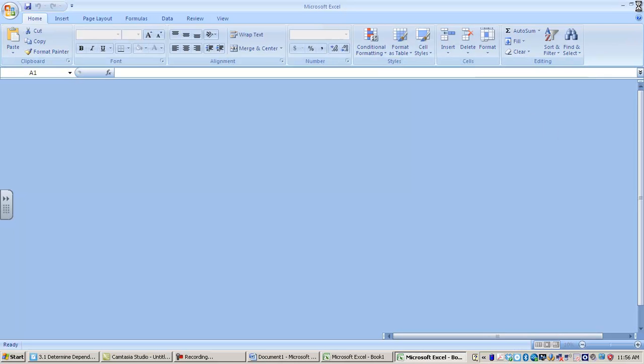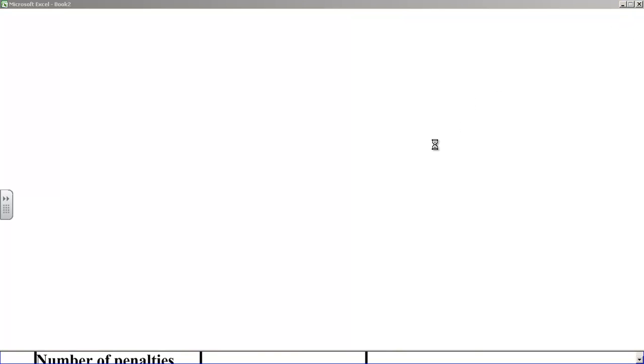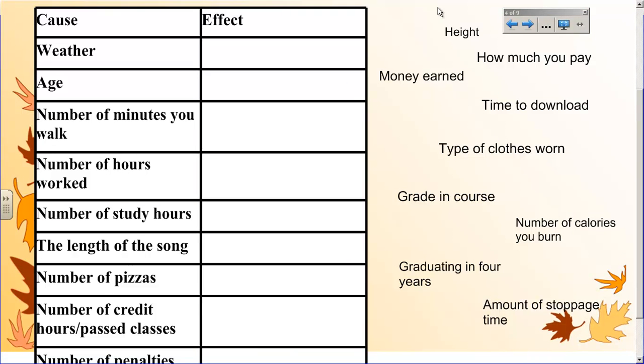I apologize, I have suddenly decided to open about three more documents that do not need to be opened. Let me close these. Okay, now that I've got everything shut back down, these are our effects over here.